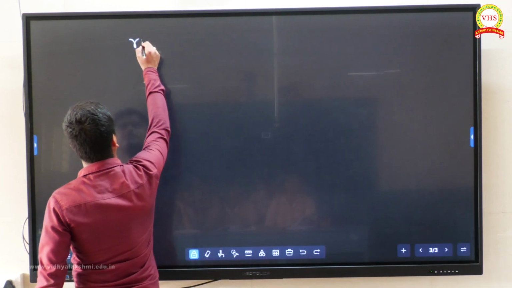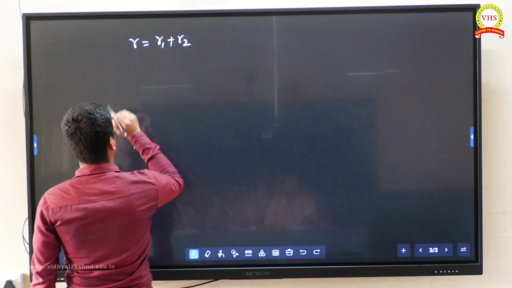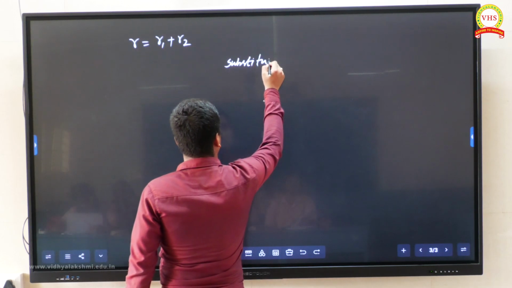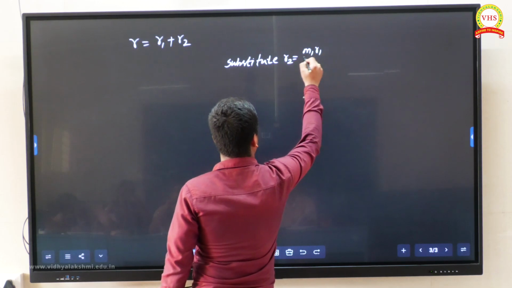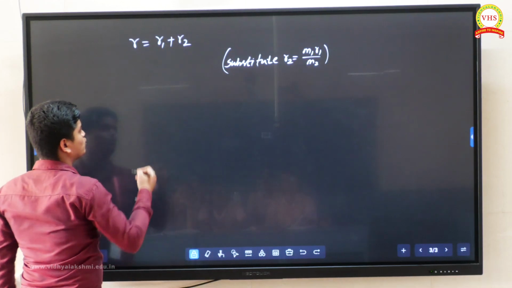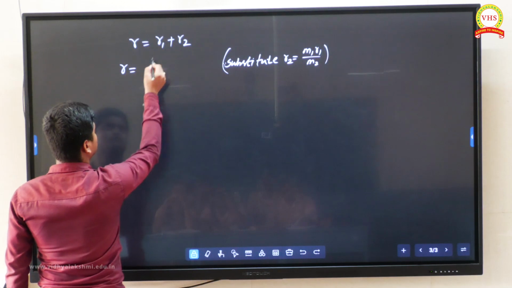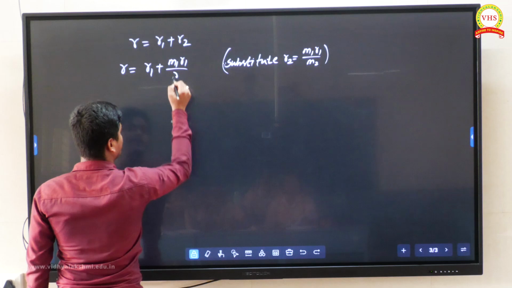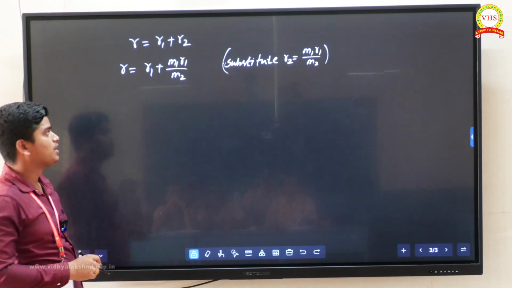Now I want to take this equation, R equal to R1 plus R2. In this equation, what do I have to substitute? R2. R2 equal to how much, already you got? M1 R1 by M2. So substitute this here. If you do that, now R equal to R1 plus M1 R1 divided by M2. Yes or no?